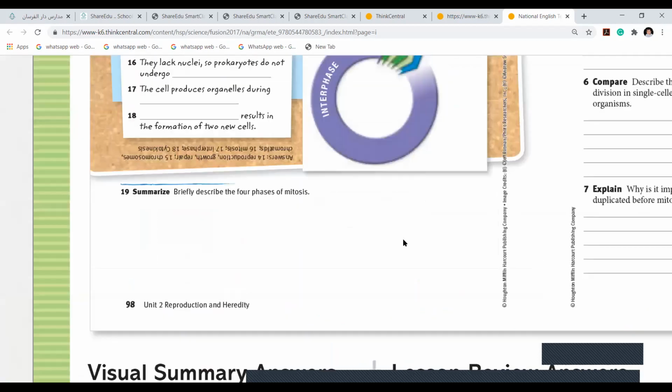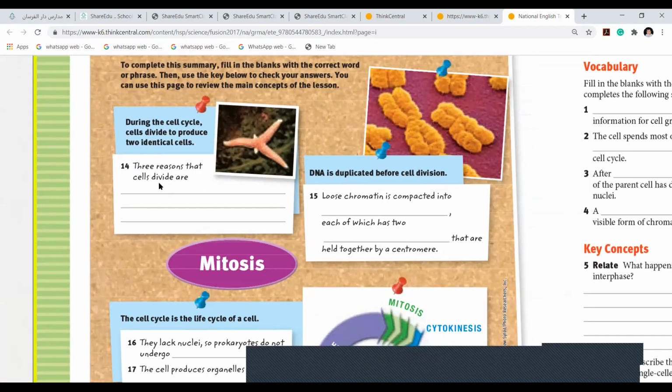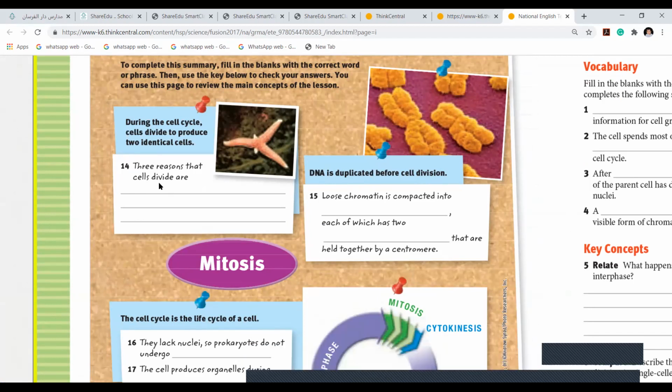So now let us see. What are the 3 reasons that cell divide? With R, three reasons. Repair. Why? What are the 3 reasons that cell divide? Repair.